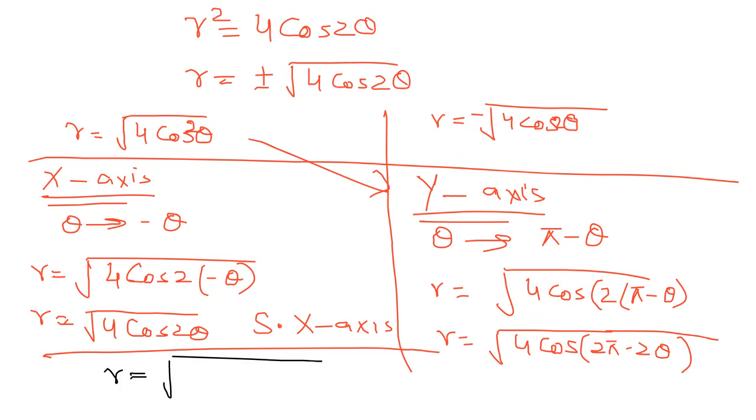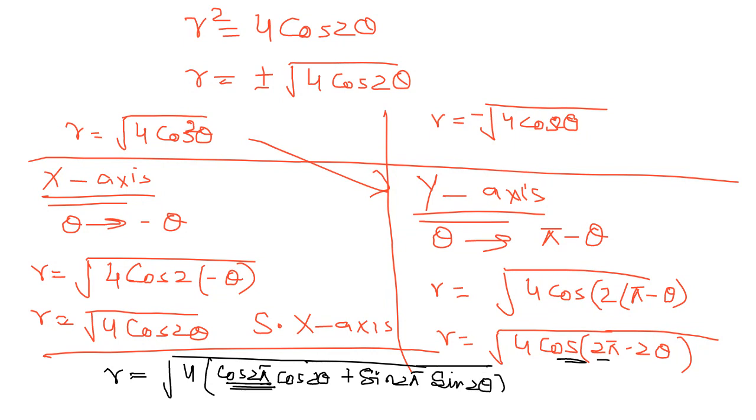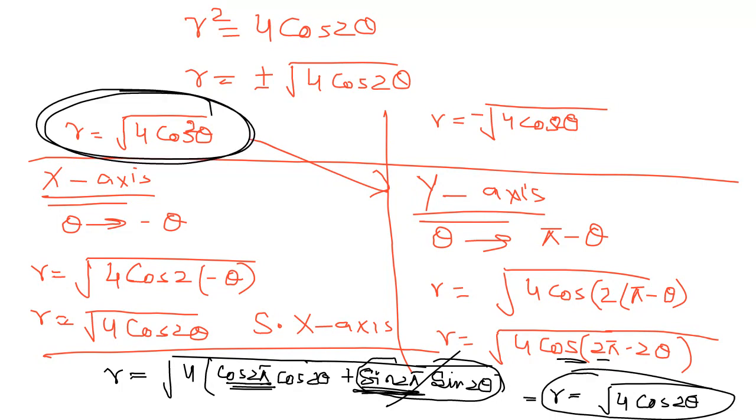r is equal to square root of 4 cosine of alpha minus beta. We have cosine of 2 pi cosine of 2 theta plus sine of 2 pi sine of 2 theta. Cosine of 2 pi is 1, sine of 2 pi is 0, so this term is 0. Only this remains: r is equal to square root of 4 cosine of 2 theta, so this is the same. So you can say it is also symmetric along y-axis. So x-axis and also y-axis.